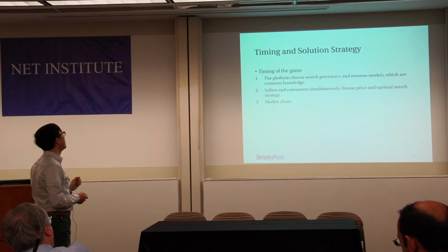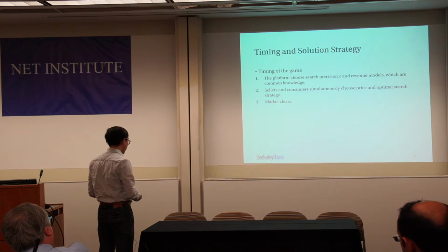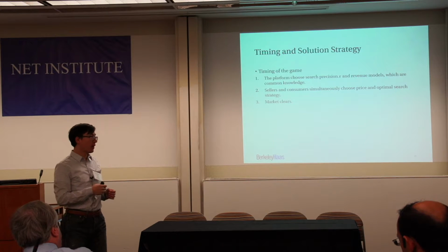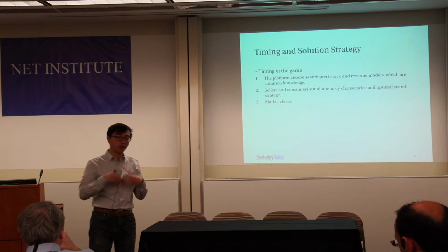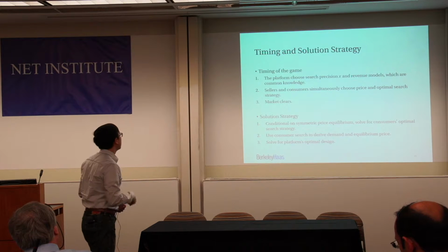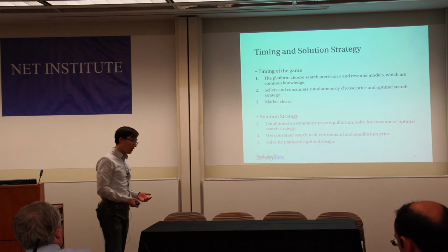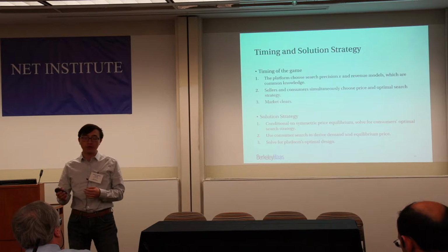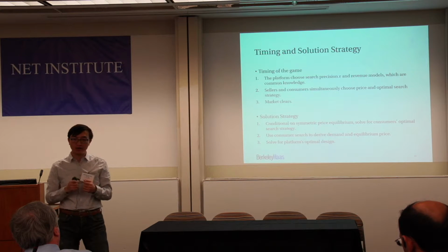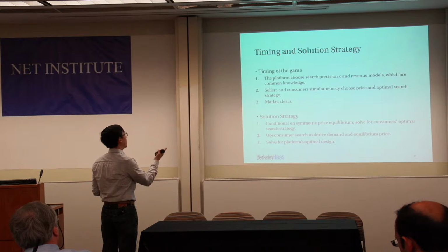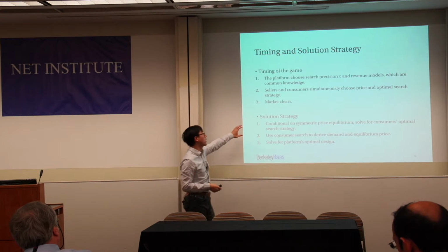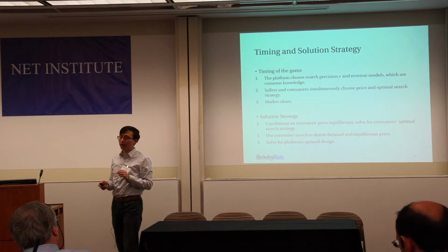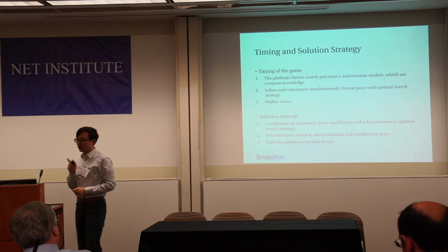Okay, now the timing of the game is fairly standard. The platform announces or chooses this precision, and the market participants enter the market, and the market clears simultaneously. Now, in solving the model, I essentially go backwards. I first solve for the consumer's optimal search strategy, or their stopping rules, and I'm going to use that to derive the demand functions and use the demand to solve for the equilibrium price. And building on that equilibrium, I'm going to solve for the platform's optimal design problem. Essentially, the platform is choosing the X, right? So I'm going to solve for that.